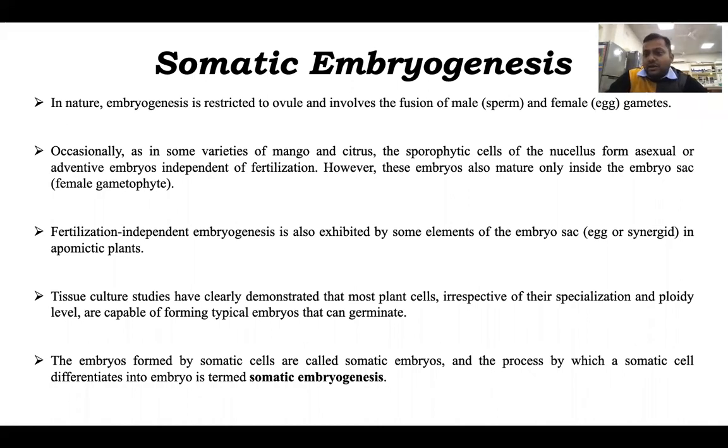It has shown that irrespective of the ploidy level or the specialization of the plant, cells are capable of forming typical embryos, and those can germinate. These embryos coming from the somatic cells are known as somatic embryos, and the entire process is known as somatic embryogenesis. I listed it here because this forms a key component of tissue culture studies.